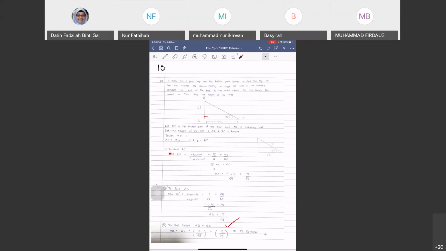So let's look at here. Your friend finds BC first. So finding this, that means you find the relationship between hypotenuse, adjacent, and the angle. Which means that is cosine 30. So cosine 30 is adjacent over hypotenuse. So that means cosine 30.